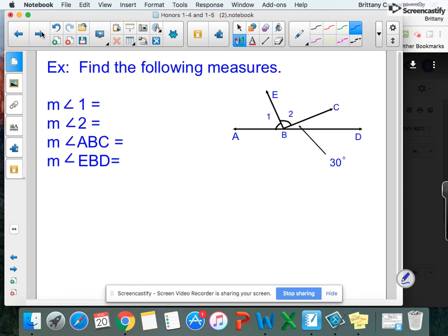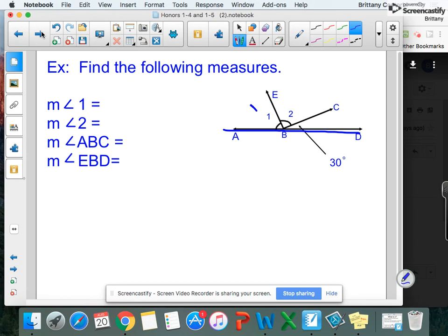So here we're looking for angle 1 and angle 2. So what we're going to do is we know that angle ABD here is a straight angle, and a straight angle equals 180 degrees. So we know that angle 1 plus angle 2 plus this 30 degrees here has to equal 180. Now these little tick marks here, these arc marks, those mean that angle 1 and angle 2 are congruent, so they're going to be the same degrees.